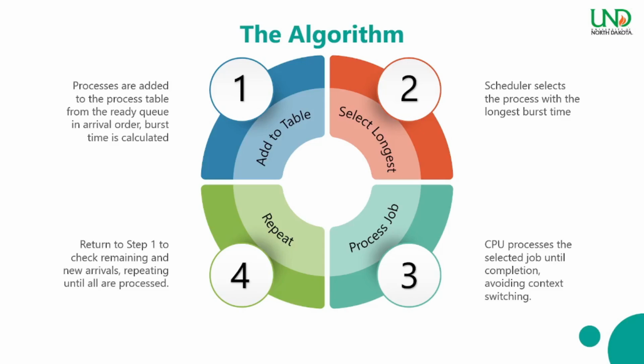In the third step, the scheduler allocates CPU time to the process with the longest burst time and allows it to execute fully. Once the process is finished, it is removed from the process table, clearing space and reducing the number of tasks left to be scheduled.